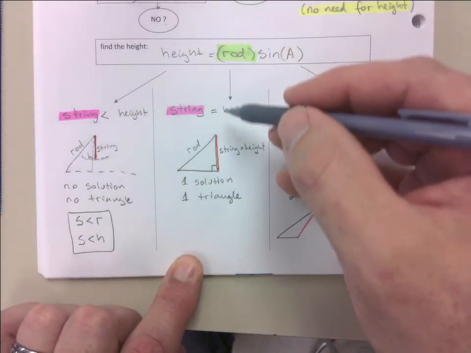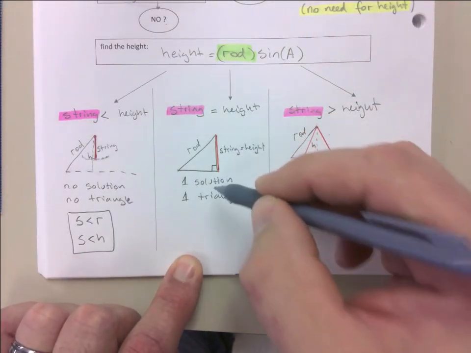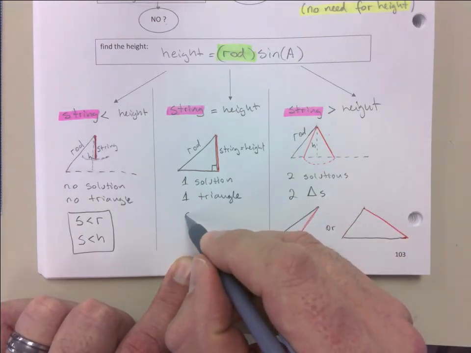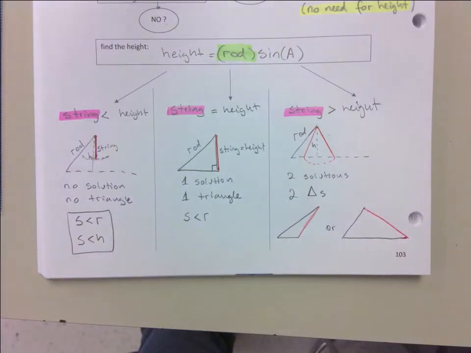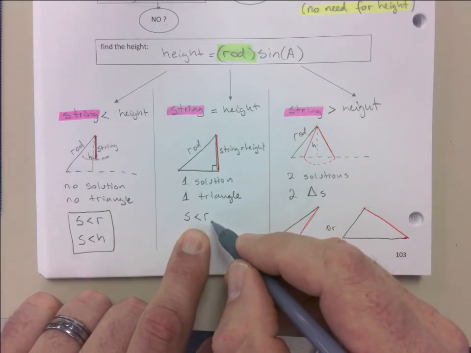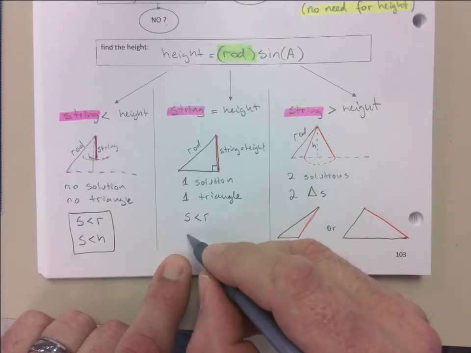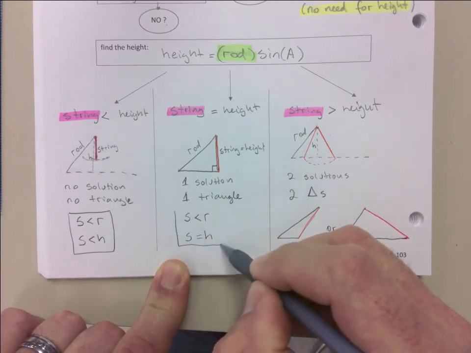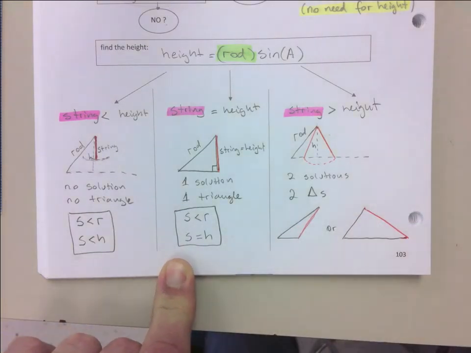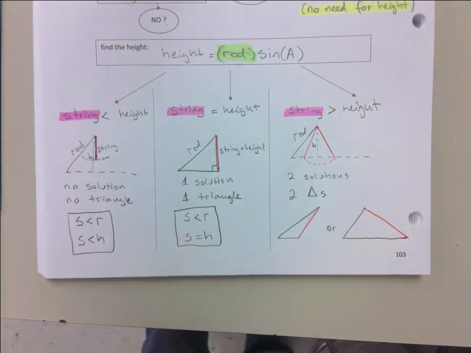The justification to get to this point right here would also be that the string was shorter than the rod. Remember, we said it's not larger, so we're going down this path here. But in this case, the string is exactly equal to the height. So that's how you came up with that. That's the short justification for it.